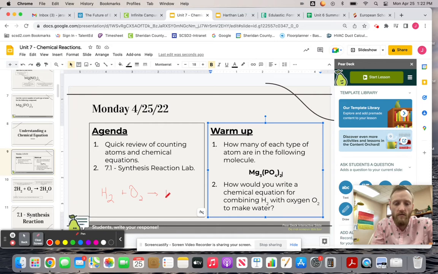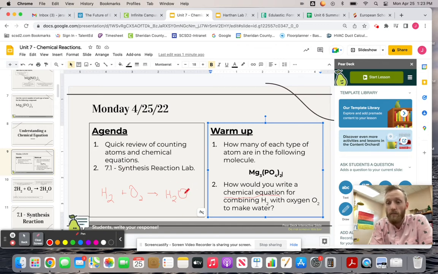Now, again, you notice I used an arrow because that's showing the direction that the reaction is taking place. We're going from hydrogen gas and oxygen gas into water. Okay, we're not going the other direction. So again, chemical equations, like we see here, represent a chemical reaction. So if we react these two things together, we can get water.